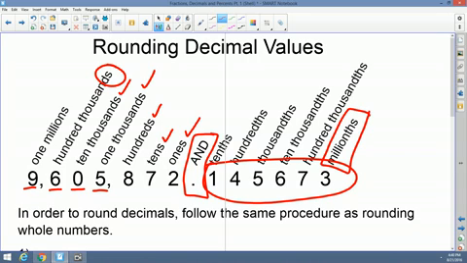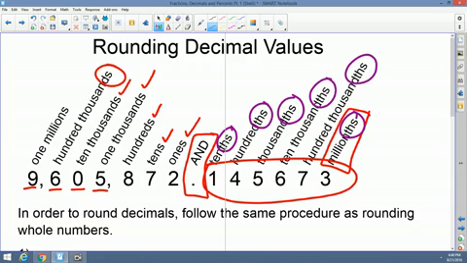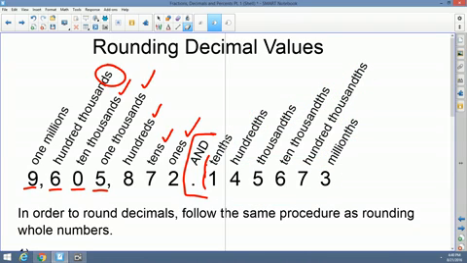It ends in the millionths. Notice that to the right of the decimal, to the right of "and," you have the endings in -ths. You have the tenths where the 1 is. You have the hundredths, where the 4 is. You have the thousandths, where the 5 is. You have the ten-thousandths, where the 6 is. You have the hundred-thousandths, where the 7 is. And you have the millionths, where the 3 is.